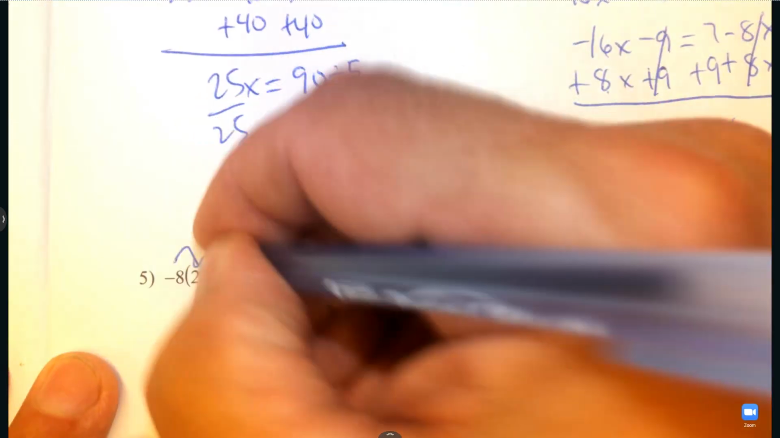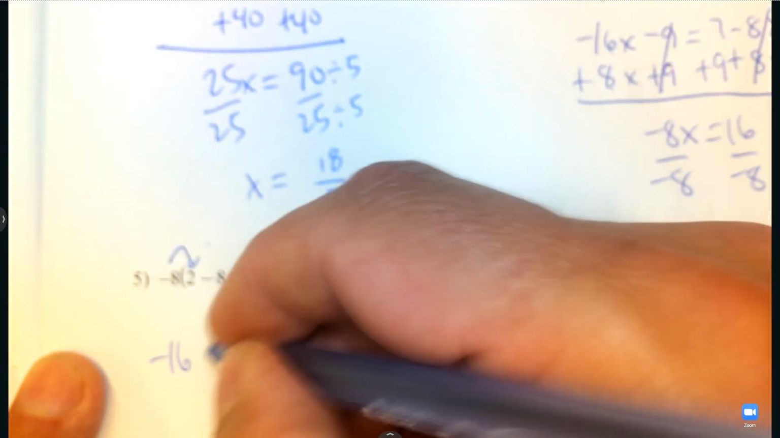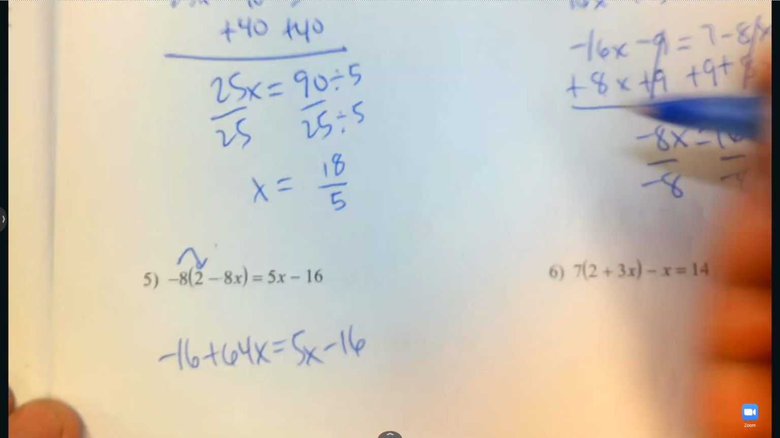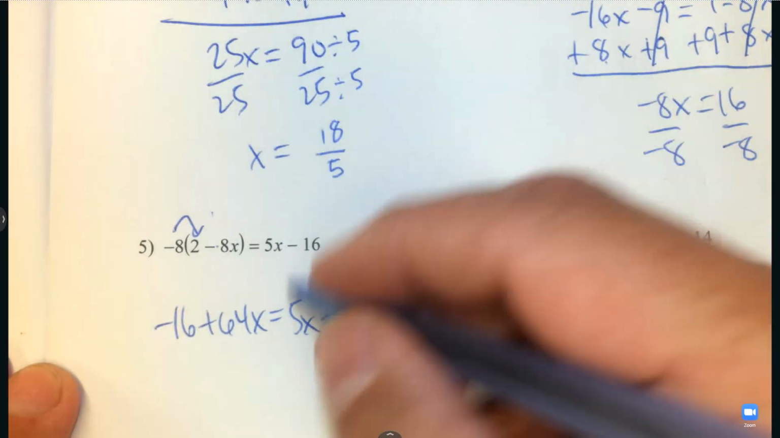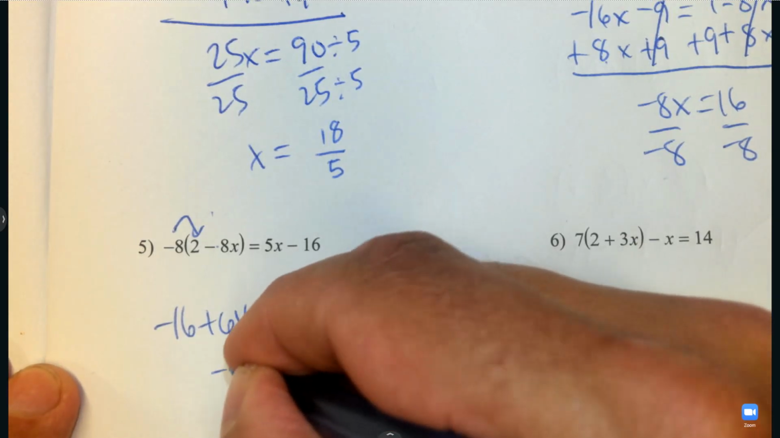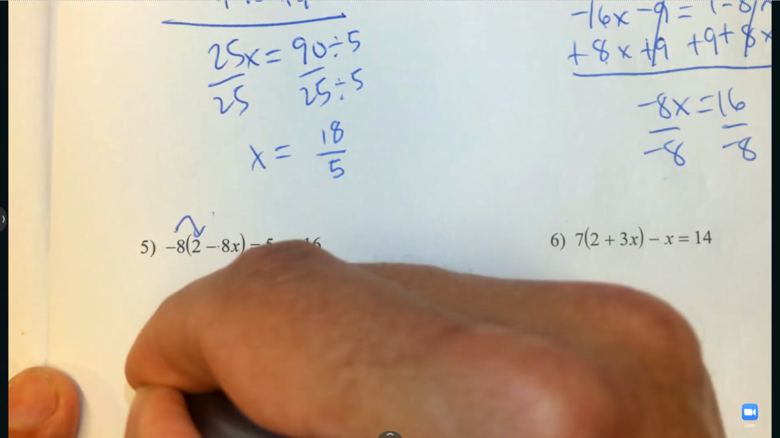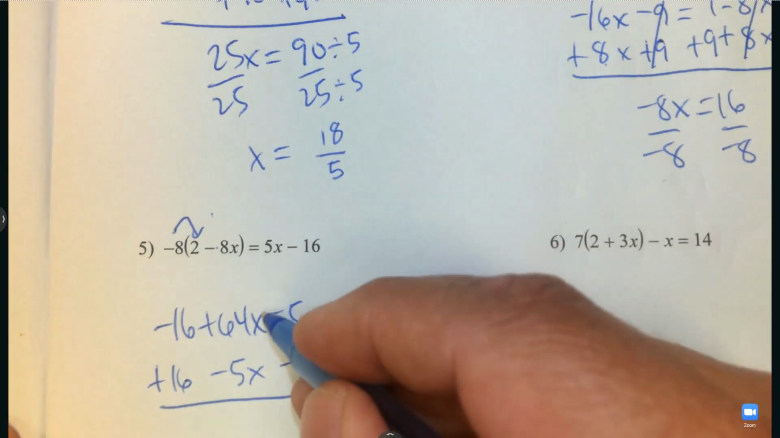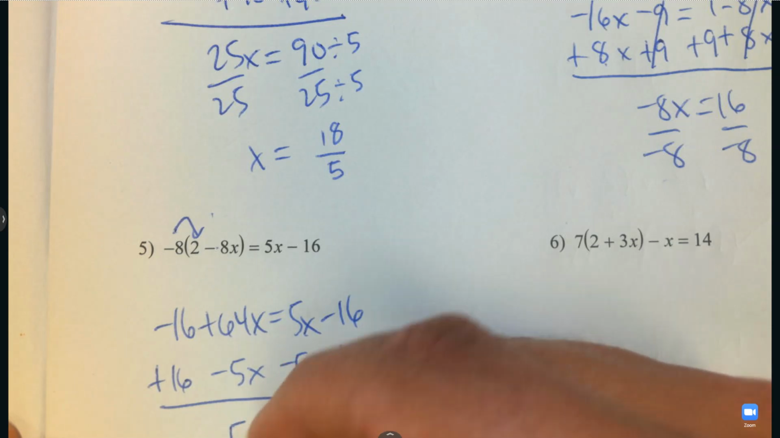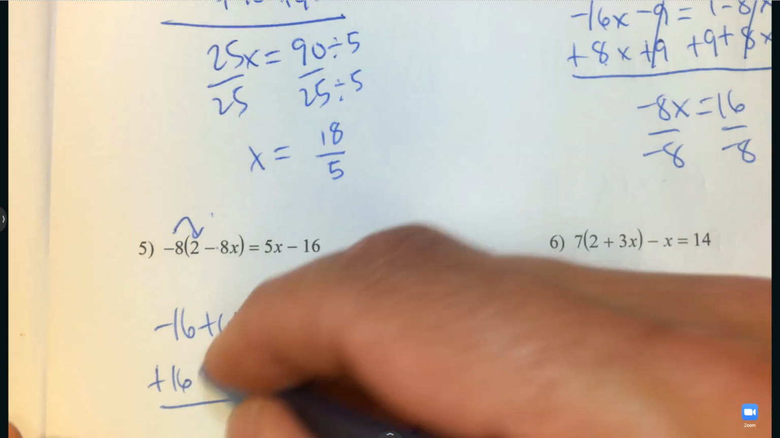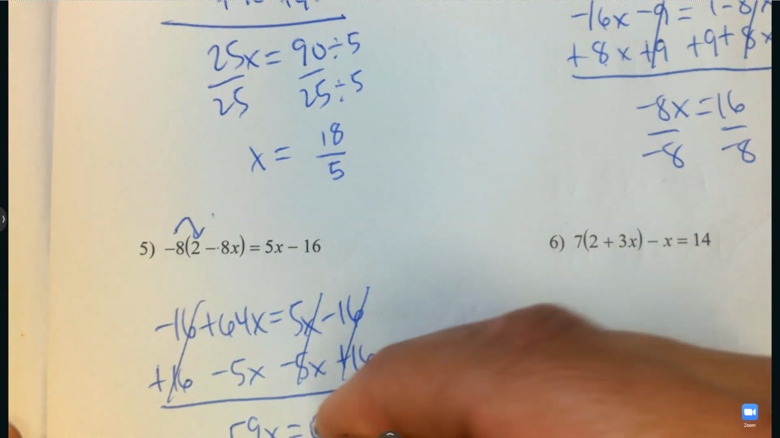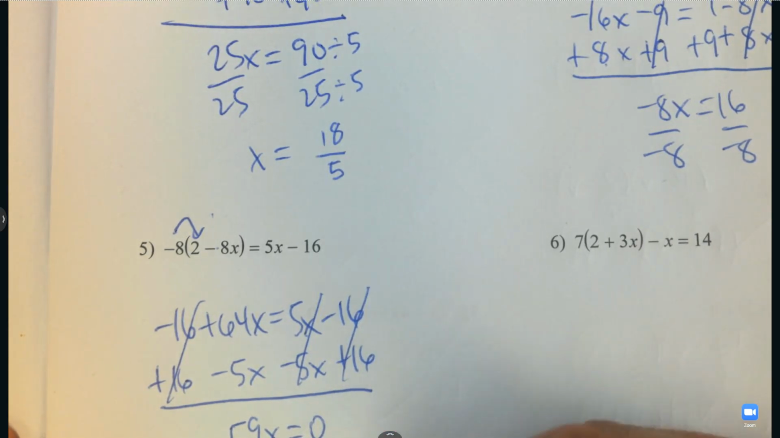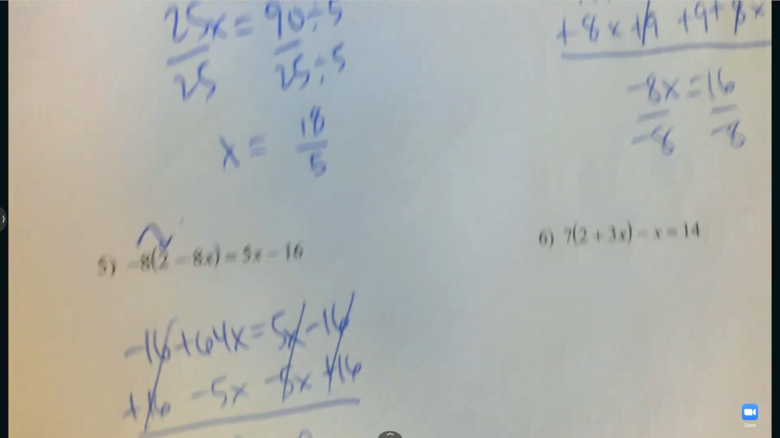Again, we're going to simplify. So we're going to multiply, a negative times a negative. Then we're going to combine like terms. So I'm going to subtract 5x. I'm also going to add 16. So when I subtract here, I get 59. And here, this all simplifies to 0. So when I divide, 0 divided by anything, the answer is going to be 0.